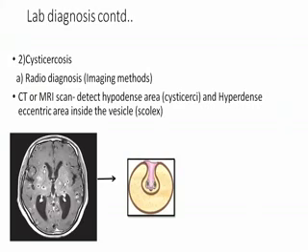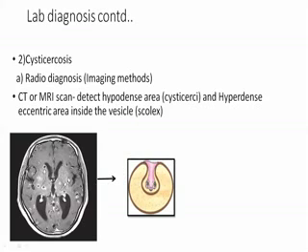So instead of sampling, instead of going to microscopy, the first thing is radio diagnosis, which is much more important. That is either a CT scan or MRI scan. Both detect the hypodense areas, that is the cysticercus. It is a hypodense area, and the other one is a hyperdense area inside the vesicle. If hooklets are there, you can see hyperdense areas.